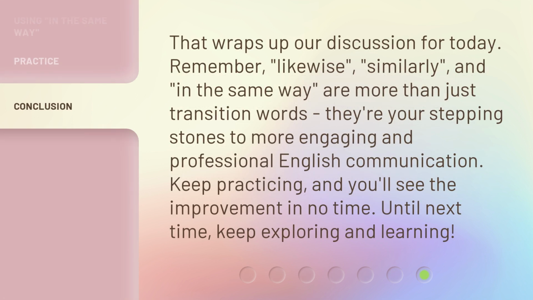That wraps up our discussion for today. Remember, likewise, similarly, and in the same way are more than just transition words. They're your stepping stones to more engaging and professional English communication. Keep practicing, and you'll see the improvement in no time.